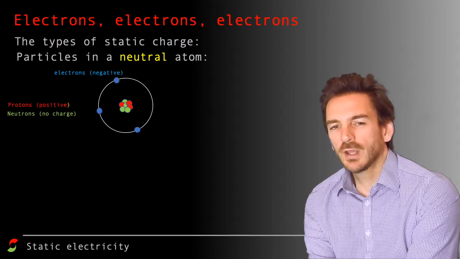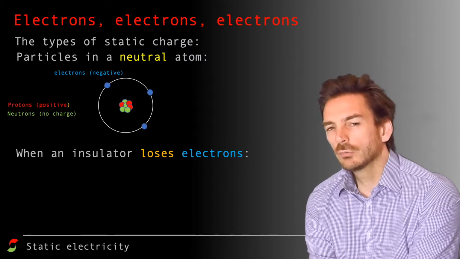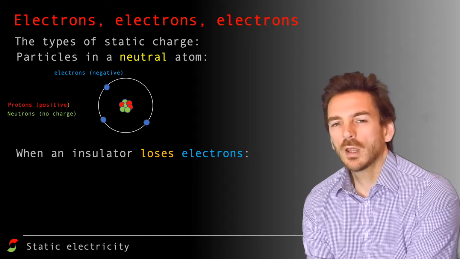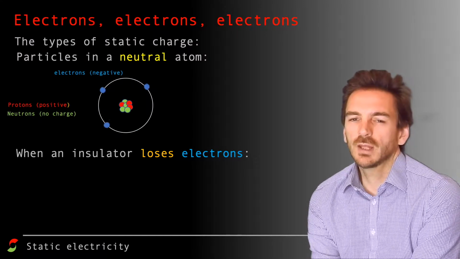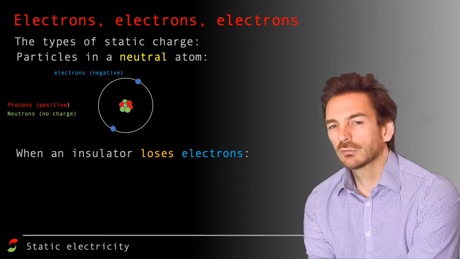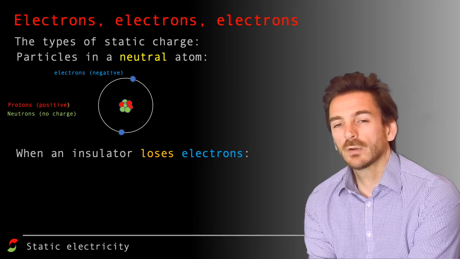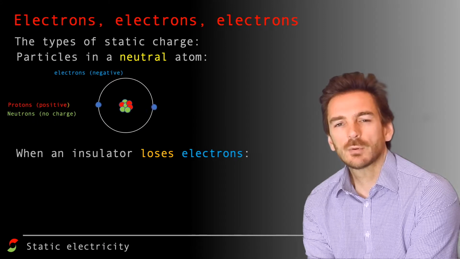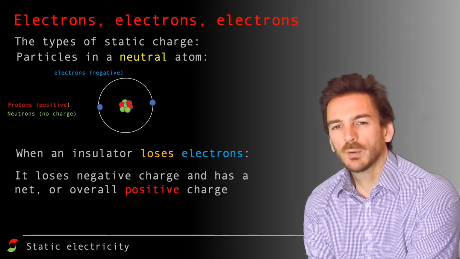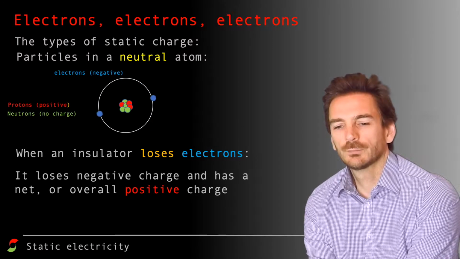So let's have a look at another example, when an insulator loses electrons. Here we've got a neutral atom again, the same number of protons and the same number of electrons. When we're rubbing one insulator with another insulator, let's say this one loses an electron. An electron's ripped out of its orbit and it goes off somewhere else. Now this one has only got 2 electrons, but it's got 3 protons. So it's got an overall positive charge, a net positive charge.